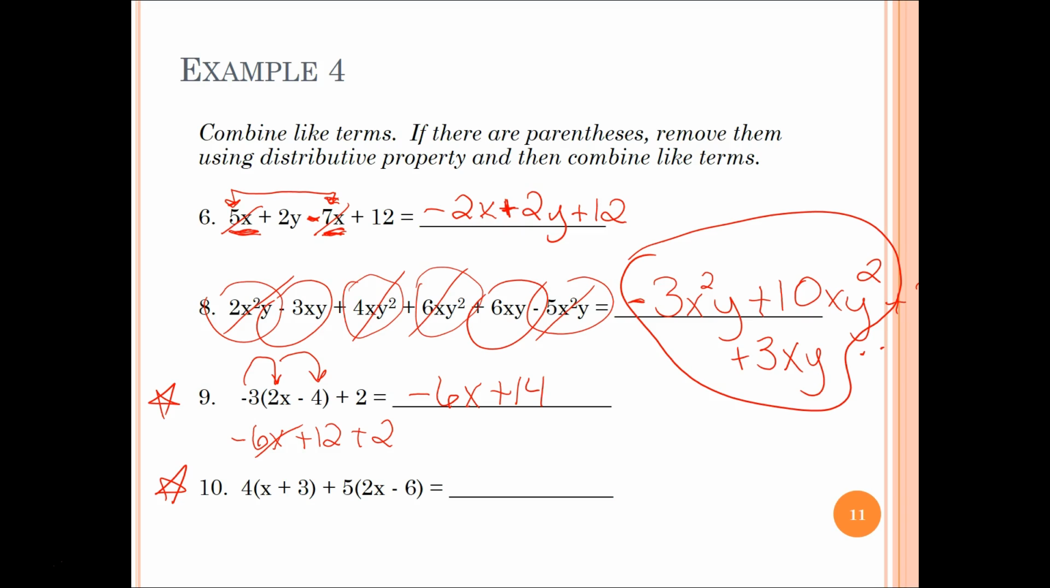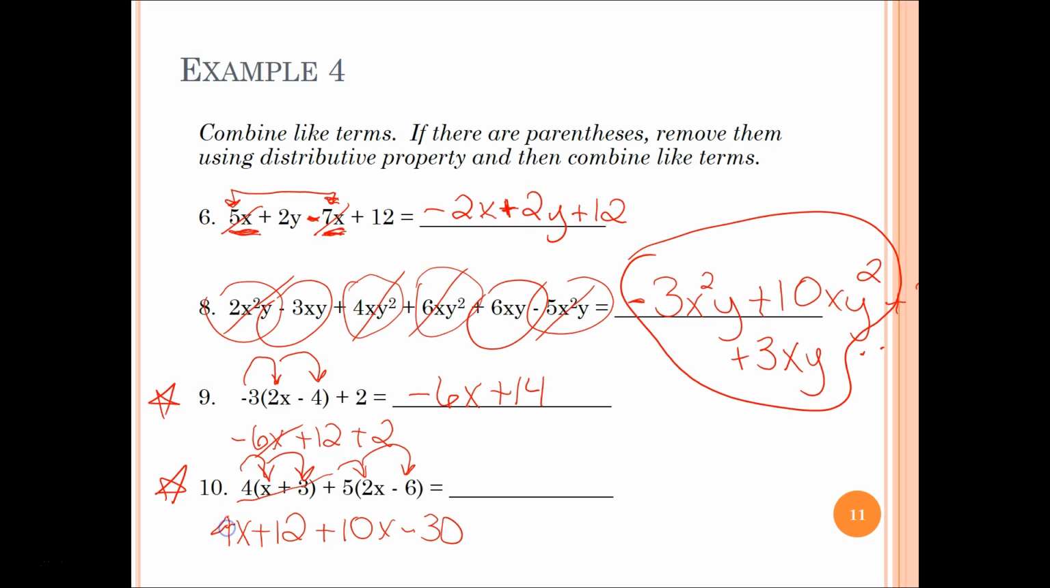All right, last problem of this video. And I apologize for the length, but this is still shorter than our lecture would have been in class. So here we have 4x, going ahead and distributing first, plus 4 times 3, which is 12. All right, we took care of that first expression. Plus, now we have that 5 being multiplied to 2x, which is a 10x. And we have 5 times negative 6, which is minus 30.